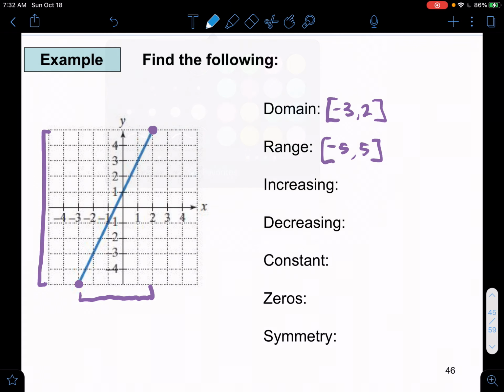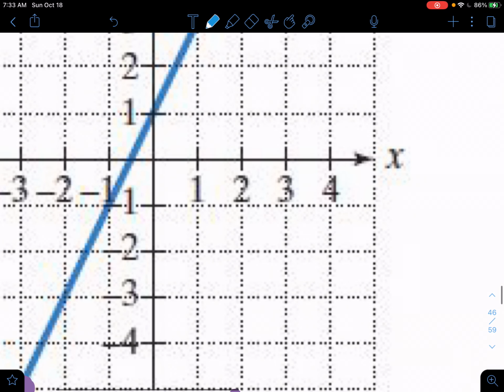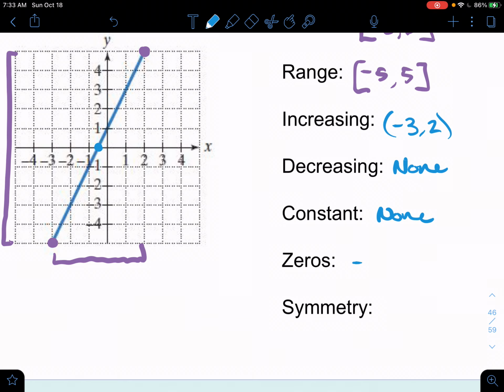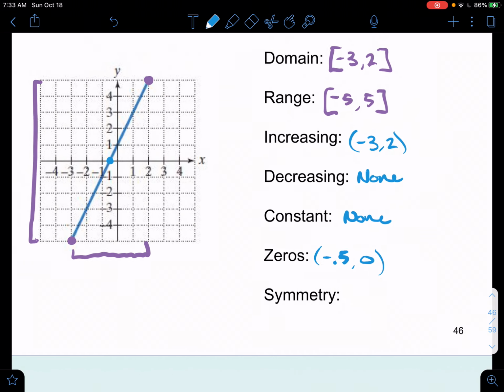It looks like our graph is strictly increasing, right? It's only going uphill from left to right. So it does increase on the entire domain from -3 to 2. Since there is no decreasing, we will say none. There was no spot where it was constant, so we can say none. In terms of zeros, it does look like we have a 0 that happens right there. So that looks like we're maybe at a negative 0.5. So negative 0.5, 0 would be the location of that 0.